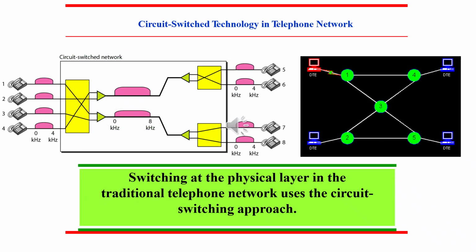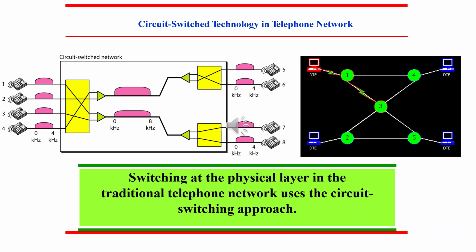One good example of circuit switched technology is our older telephone network. Our older telephone network uses this same circuit switched technology for communication. Switching at the physical layer in the traditional telephone network uses this circuit switching approach.